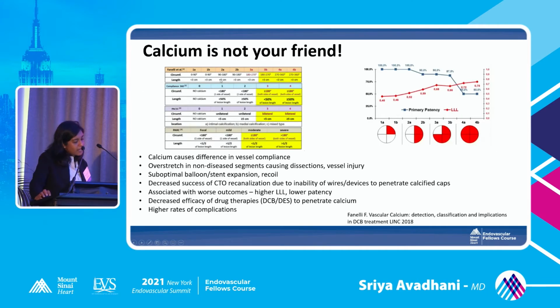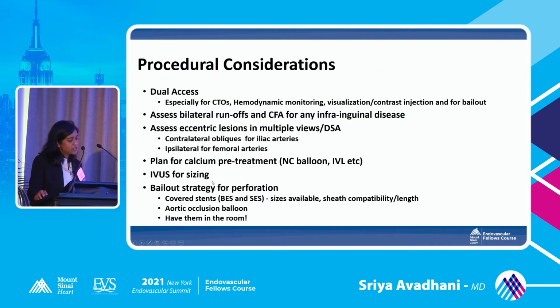Calcium overall complicates your intervention. We have a few different calcium scores that categorize the extent of calcium overall. The more calcium you have, the more circumferential calcium, it's associated with lower patency and higher lumen loss. But it's also associated with suboptimal stent and balloon expansion, and also complications in the non-diseased portion of the artery, with a higher risk of dissections and perforations and things like that. So things to watch out for.